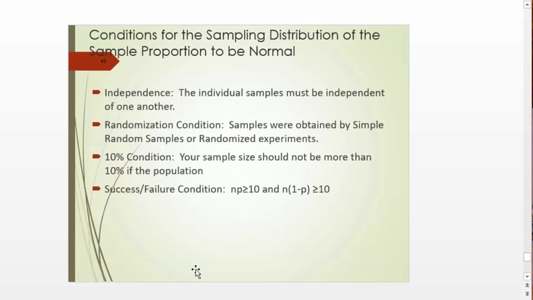Some of the conditions: independence. The individual samples must be independent of one another. Samples were obtained from a simple random sample or a randomized experiment. The sample size should be no more than 10% of the population. We will always, in our class, assume that to be true. And the success or failure condition, n times p greater than or equal to 10 and n times 1 minus p greater than or equal to 10, has to be true. Both of those quantities both have to be greater than or equal to 10.